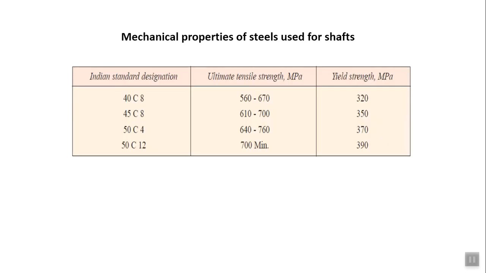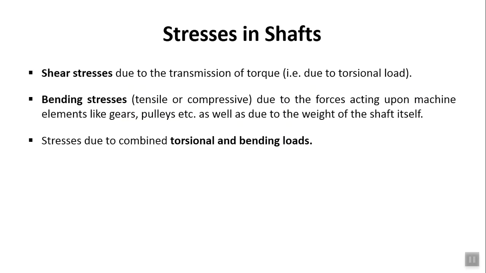These are again similarly the various types of materials and their ultimate strength and yield strength. Now I'm stopping here. From the next lecture we will start with stresses developed in the shafts and will try to understand the shaft design based on torsion.